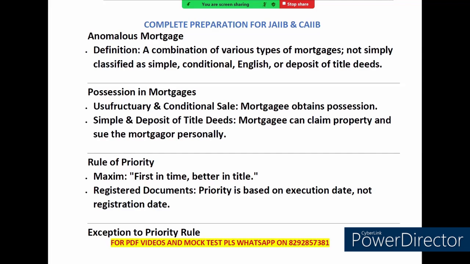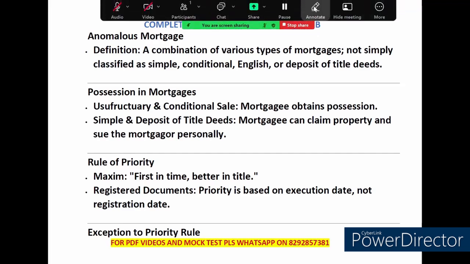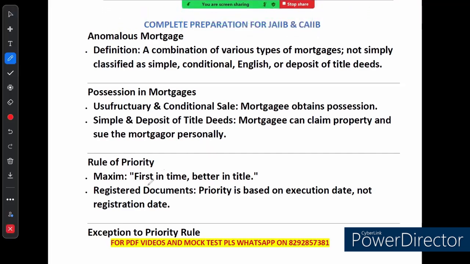Now, position in mortgage. In some mortgages like usufructuary and conditional sale, the bank gets possession of your property. In a simple or deposit of title deed mortgage, the bank can claim the property or sue you if you don't repay. Lastly, there is the rule of priority. Remember this rule, very important. It follows the principle first in time, better in title, meaning the first mortgage created has the highest priority. If they are registered documents, priority is based on execution date, not the registration date.